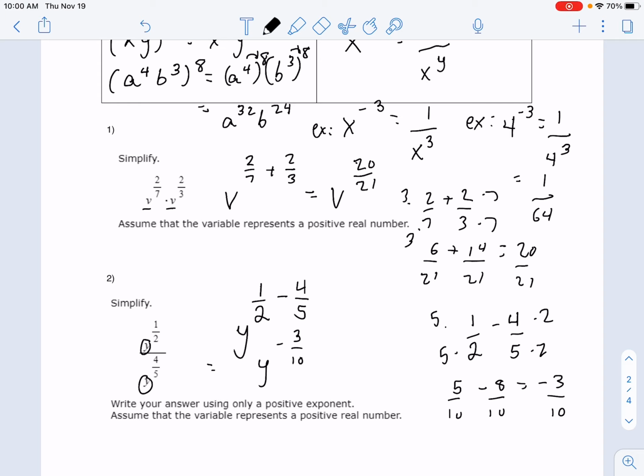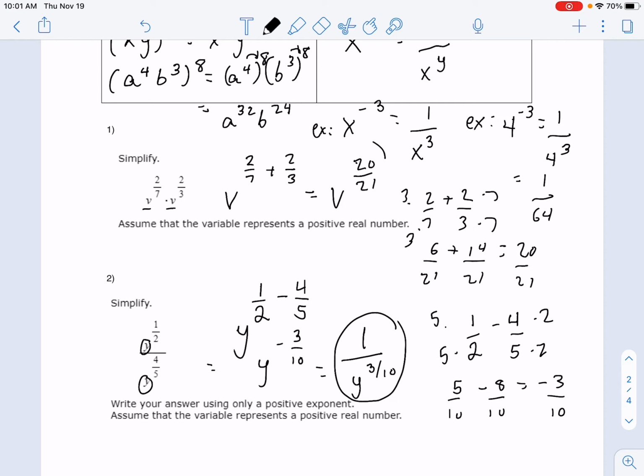And by the negative exponent rule, we don't want to leave answers with negative exponents. So we're going to write this as a positive exponent as 1 over y to the positive 3/10.